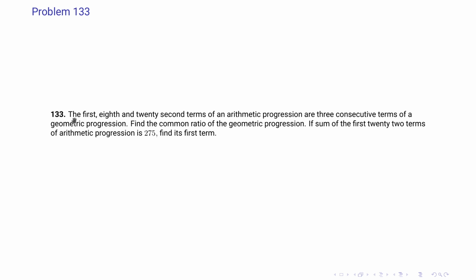Problem 133 says that the first, 8th and 22nd terms of an arithmetic progression are 3 consecutive terms of a geometric progression. Find the common ratio of the geometric progression. If the sum of the first 22 terms of the arithmetic progression is 275, find its first term.